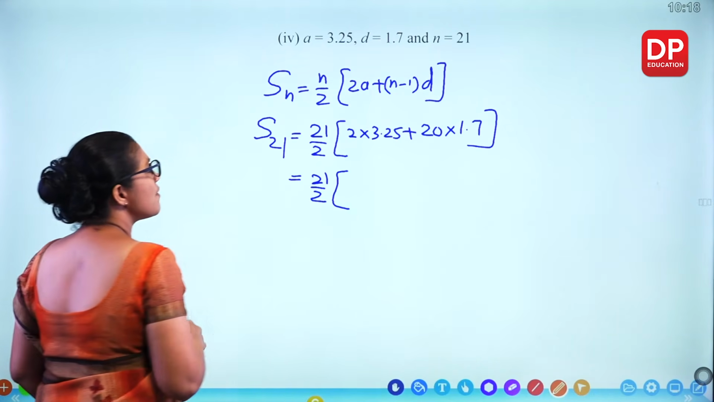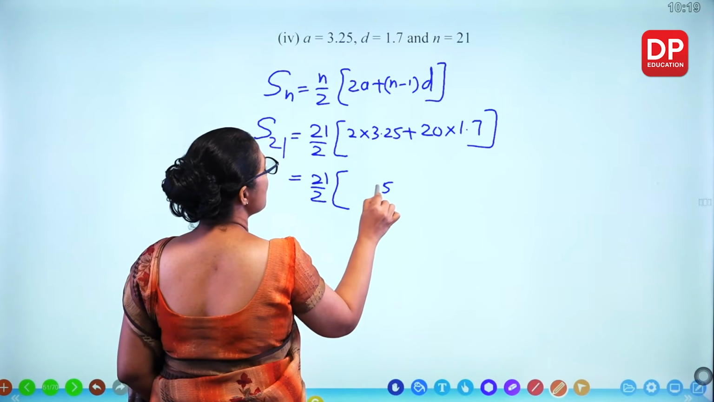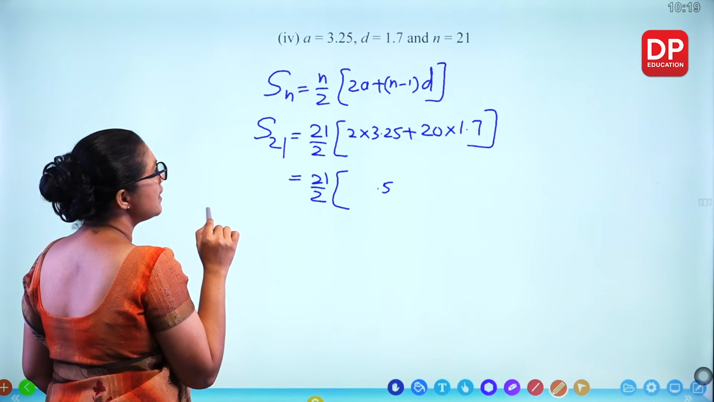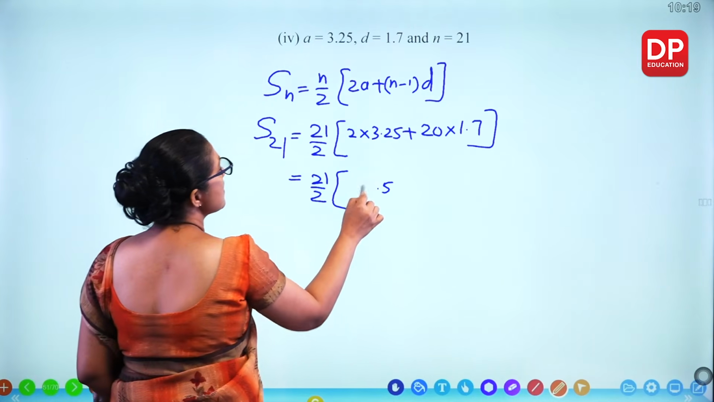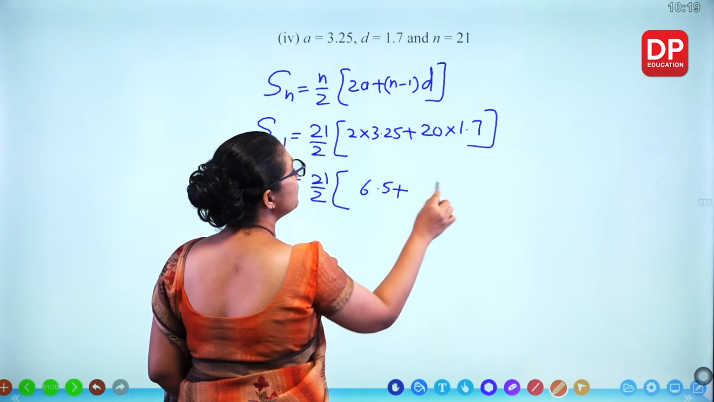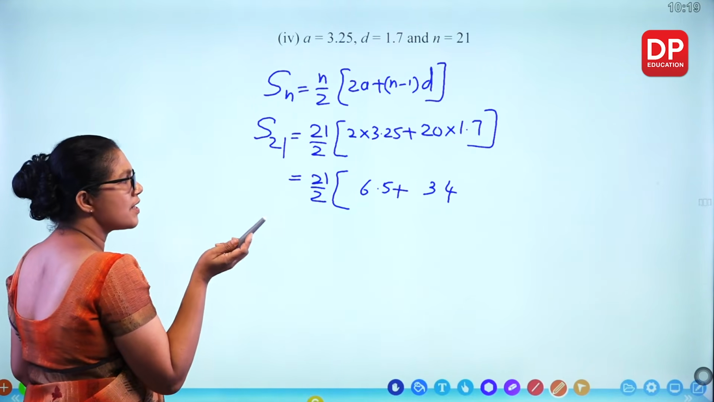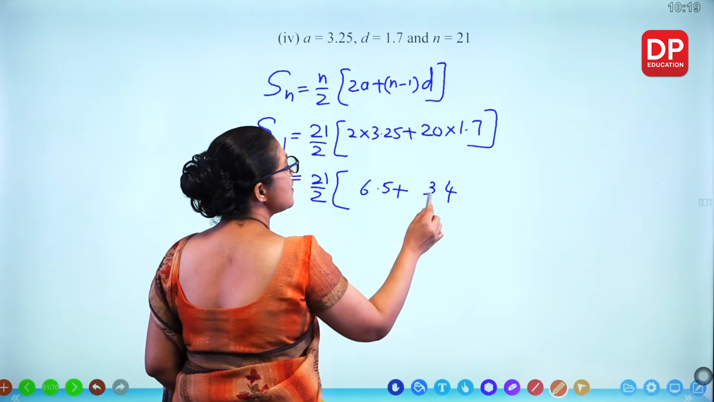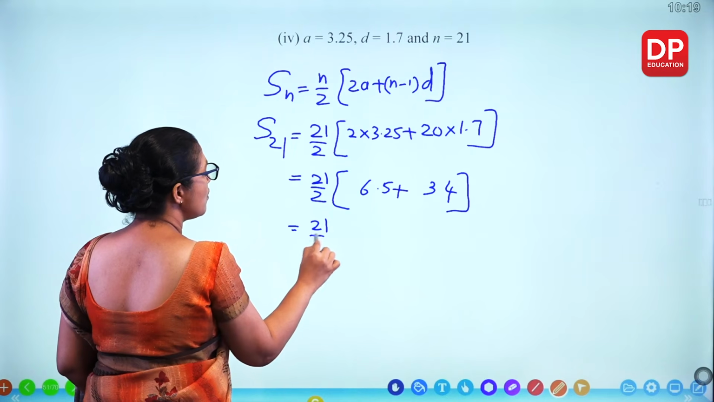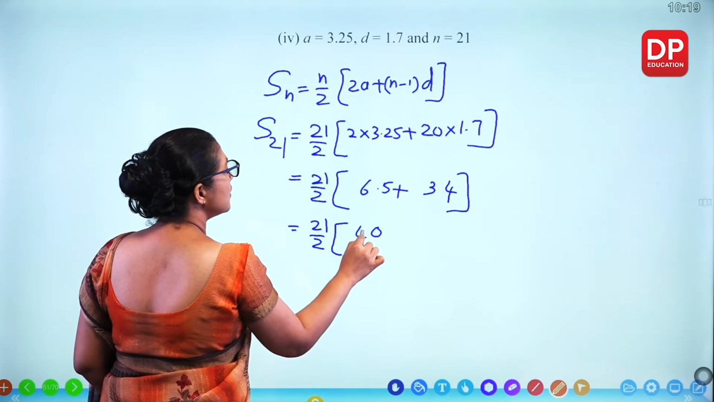First simplify inside. 2 times this one is 0.5. 2 times 3 is 6. So 6.5 plus, multiply by 2. 20 times 17 is 340. When you put a decimal place, you get 34. 21 over 2, 34 and 6, 40.5.